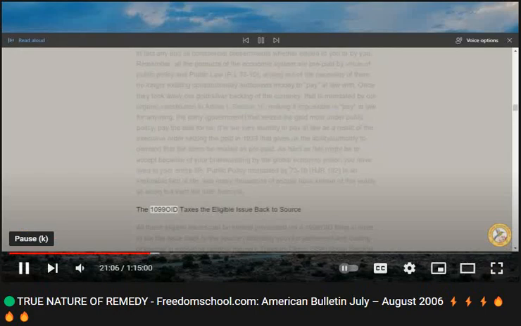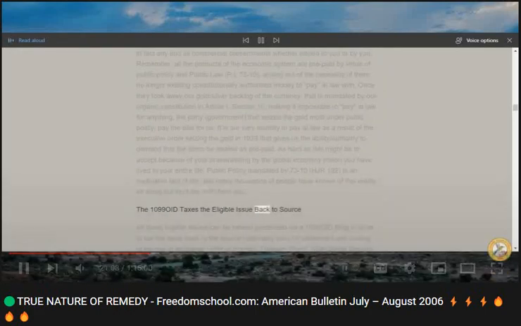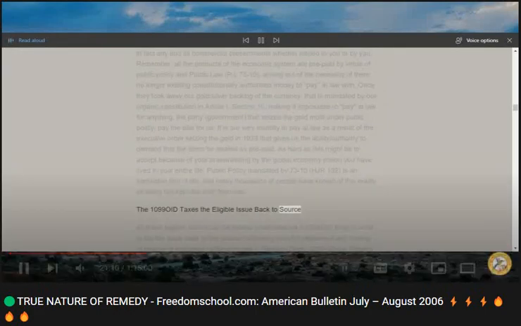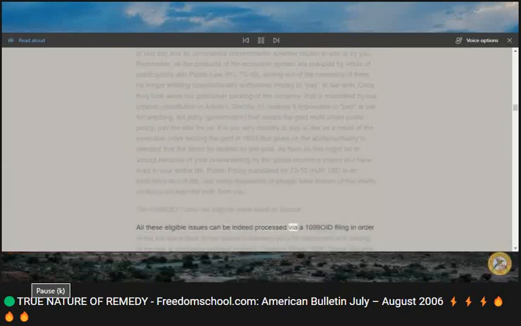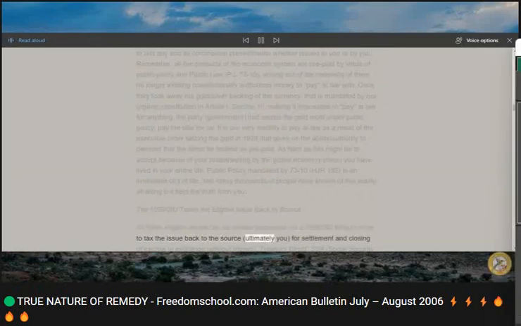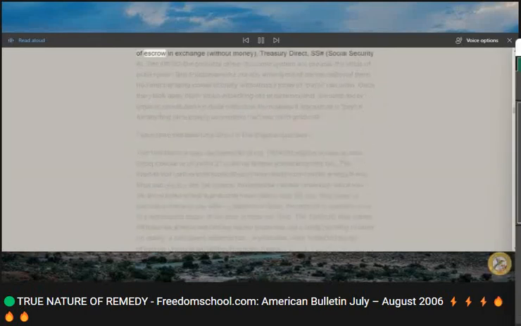The 1099 OID taxes the eligible issue back to source. All these eligible issues can indeed be processed via a 1099 OID filing in order to tax the issue back to the source, ultimately you, for settlement and closing of escrow in exchange, without money, Treasury Direct, SS#, Social Security #. The 1099 OID essentially allows the issuing party to volunteer the issues as to be taxed.